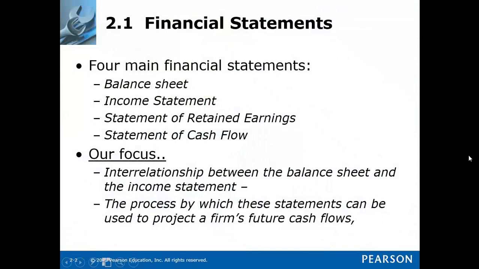Now, there are four main financial statements. The balance sheet and the income statement will be focused on in this lecture. The remaining two financial statements, which are the statement of retained earnings and the statement of cash flow, are not going to be touched upon. The purpose of this lesson is to focus on the interrelationship, or how the balance sheet and the income statement work together, and the process by which these statements can be used to project a firm's future cash flows.